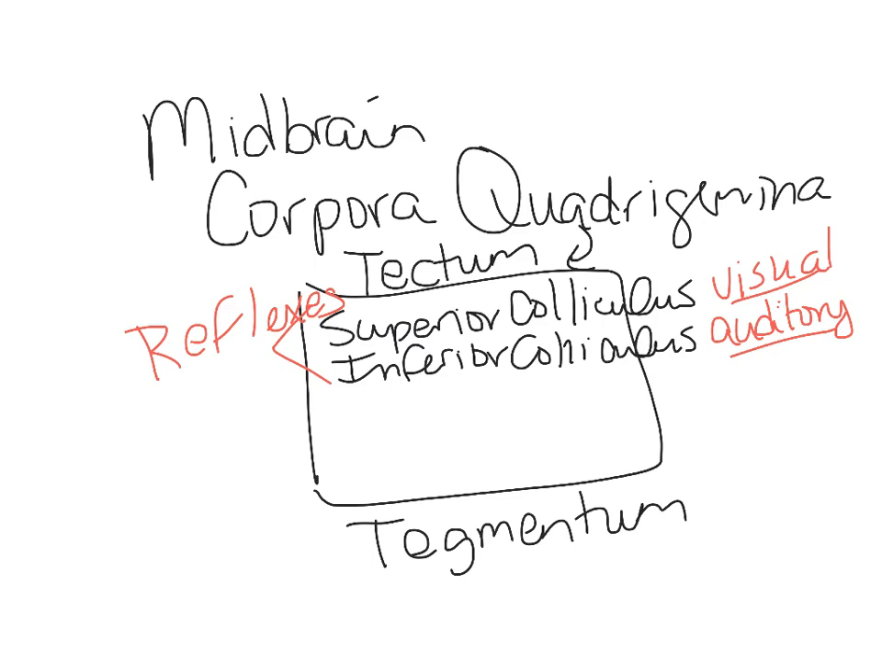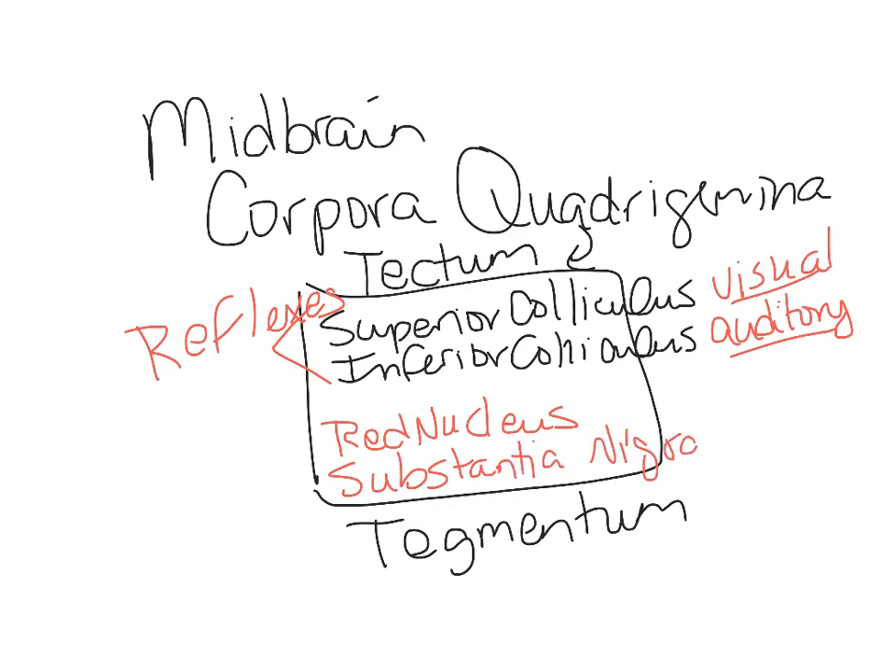Okay, now let's talk about the tegmentum. So the tegmentum is the floor of the midbrain, and it contains the red nucleus, and it contains the substantia nigra. So I'm just trying to pull things out of the brain that I think are going to be the most applicable.